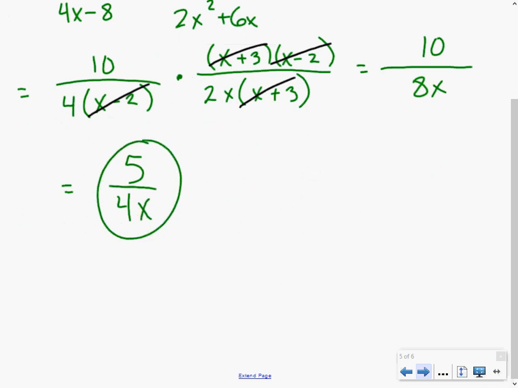All right, that is it for this first video over rational expressions. It is a lot of factoring. We've done a lot of factoring this year. It's been a little while, but hopefully it's coming back to you. We're going to be utilizing factoring a lot for rational expressions.